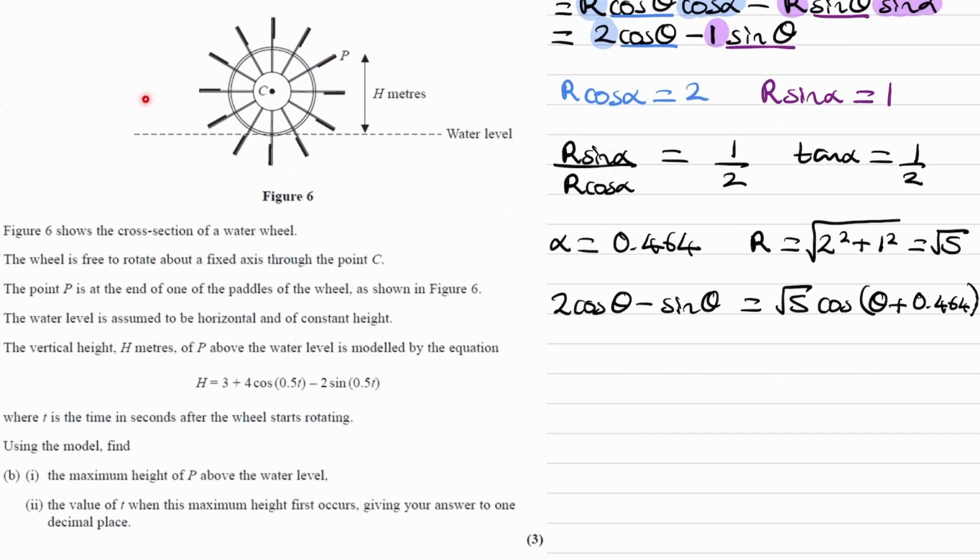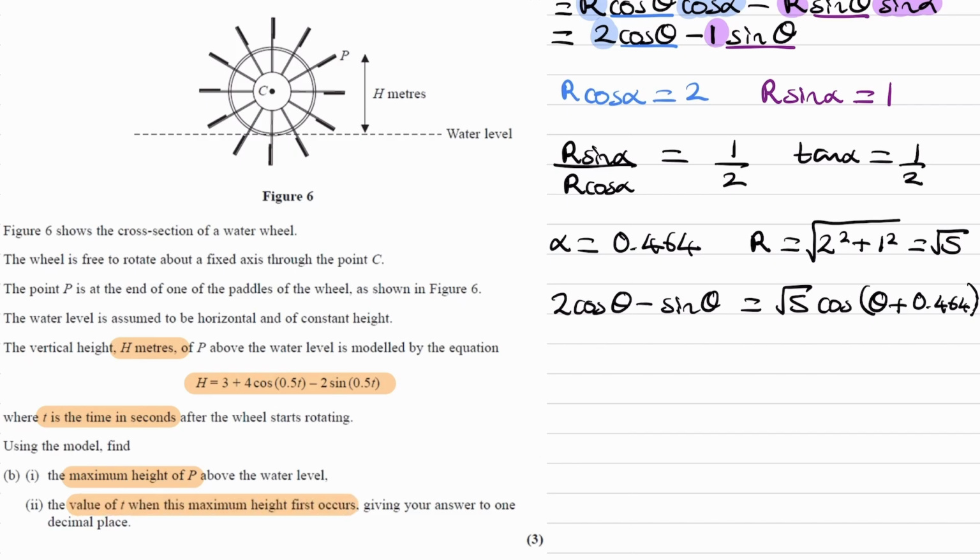So for part B, we have all this text over here, so let's just get through that. Figure 6 shows the cross-section of a water wheel. So here is our water wheel. Point P is at the end of one of the paddles, as shown in figure 6. The water level is horizontal and at constant height, that's what we assume. The vertical height of P is h, in meters. The height h of P above the water level is modeled by this equation here, where t is time in seconds after the wheel starts rotating. Use the model to find the maximum height of P above the water level in part 1. For part 2, we want to work out the value of t when this maximum height first occurs.